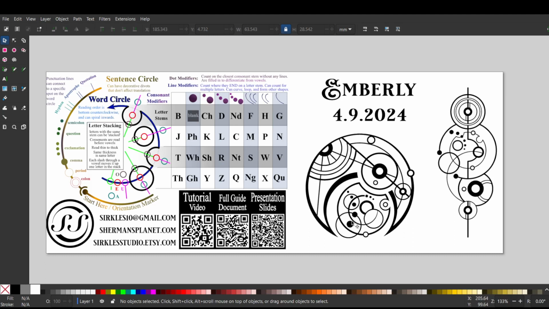And then Y has 1, 2 dots. 1, 2 dots on the Y. So we're in the 2 dot column. And a Y is on the line of our word circle. So again, here's that word circle. And the Y is on the line. So E-M-B-E-R-L-Y, Emberly. And then we have E-M-B-E-R-L-Y here.